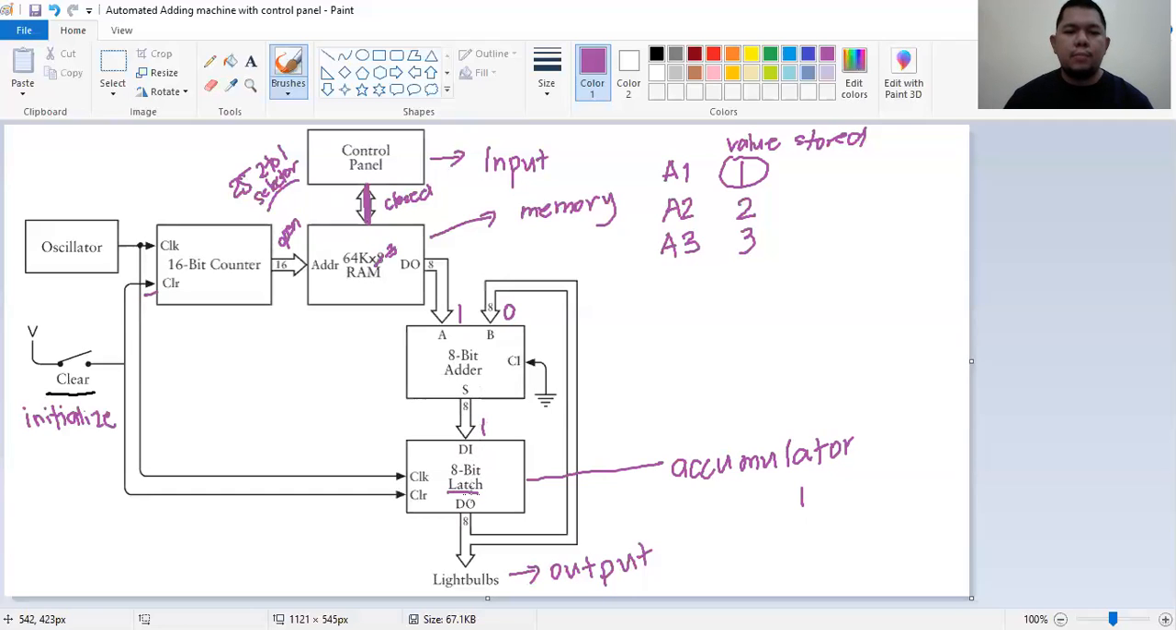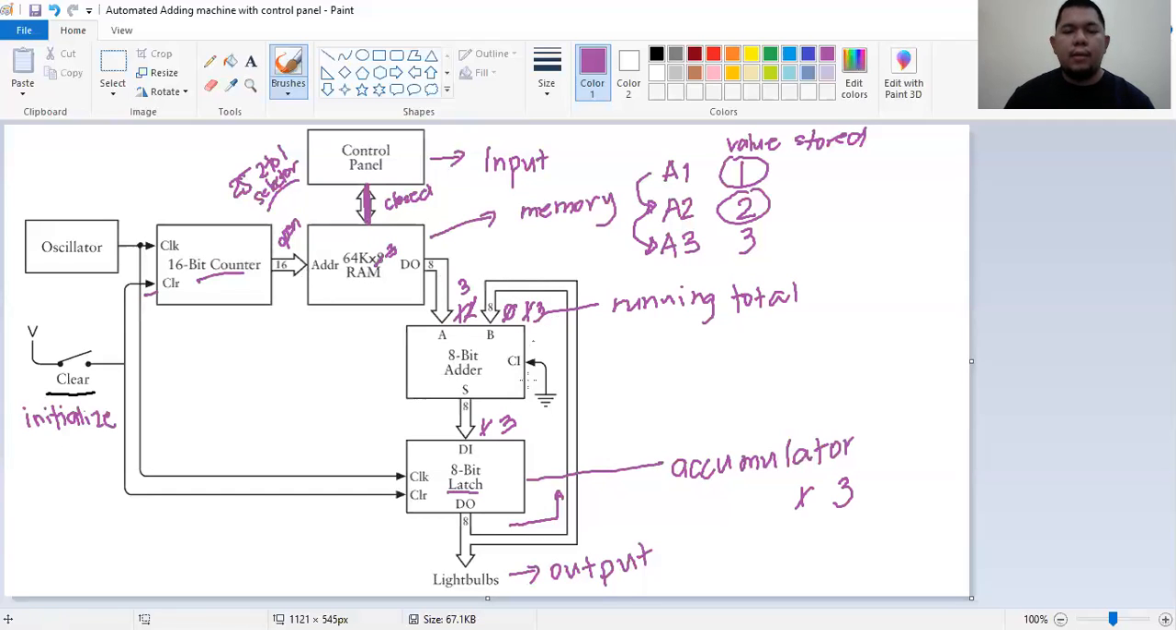Now our accumulator is fed back, so this becomes 1. Now our counter moves up 1 to the next value, which is 2. This is our running total. What happens is 2 plus 1 becomes 3, and then it cycles back again. So now our accumulator has the value of 3. Then the next address in our counter becomes A3, which has the value of 3.